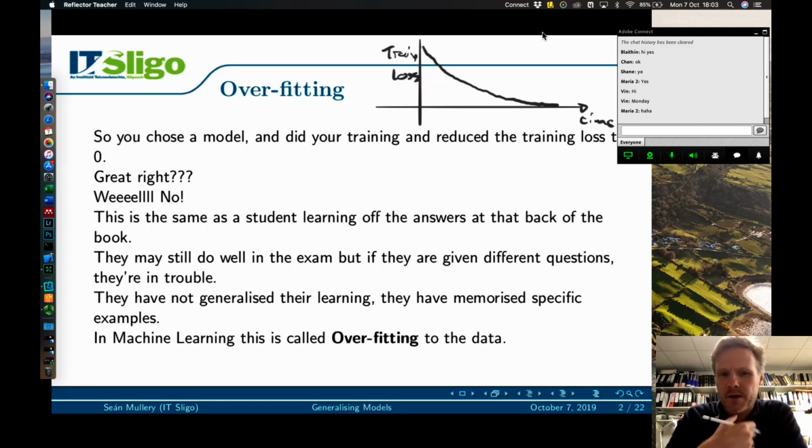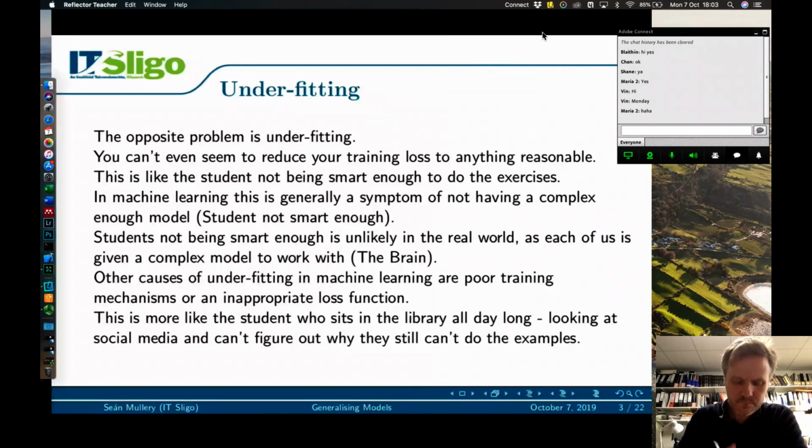Just like the student who has not generalized their learning, what they've done is memorize specific examples. This can happen in machine learning, and it's called overfitting to the data. In other words, our model has learned off the data rather than learning the general principles that caused that data, so that when it sees similar things again, it knows what to do. Now, the opposite of this is underfitting. The opposite problem is underfitting.